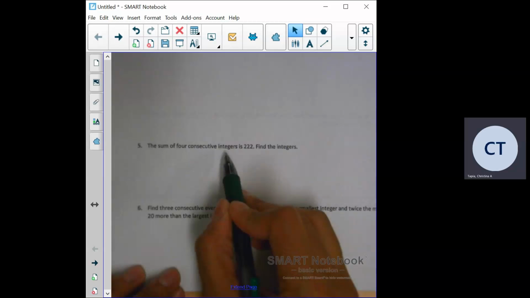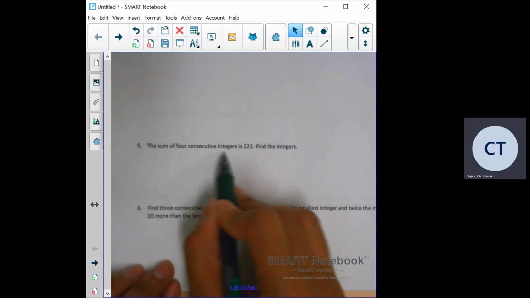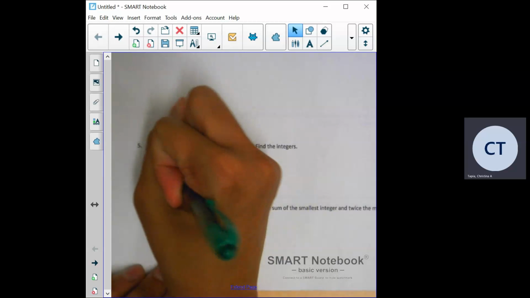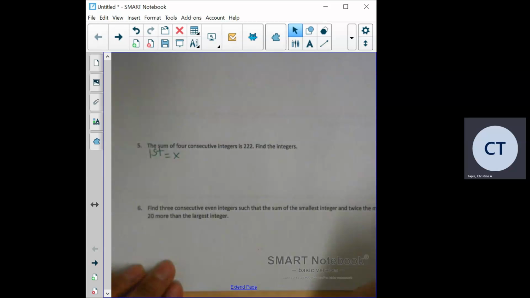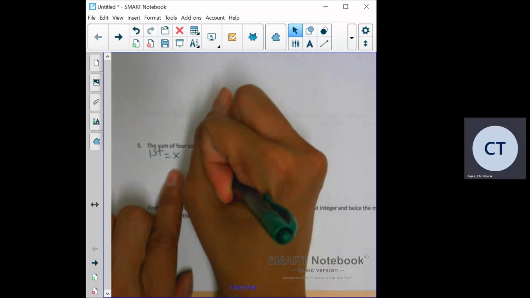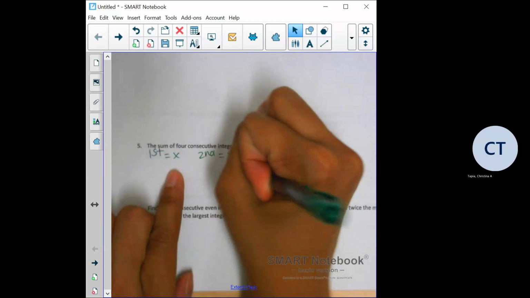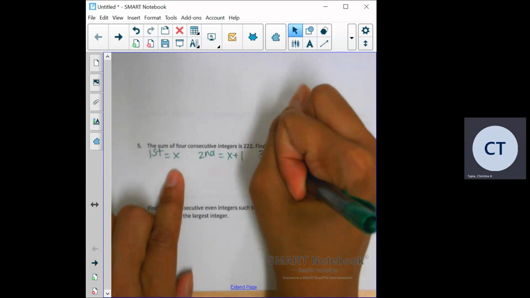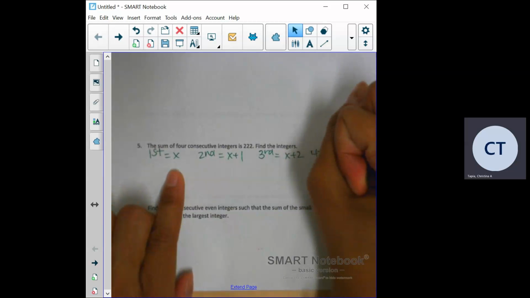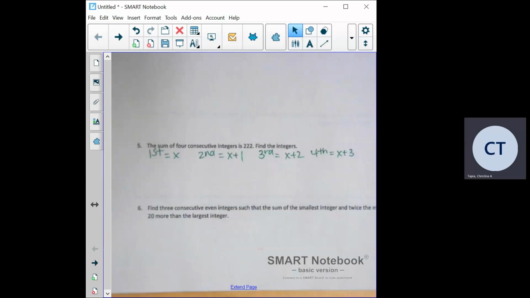So for the sum of the 4 consecutive integers, I don't know what these are, but I can try to find them. We're going to say that the first integer is x. We're just going to give it a variable, x. If the first value is x, what's the second one going to be? Which means the third has to be x plus 2. And then the fourth has to be x plus 3.